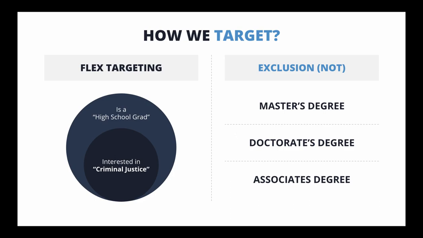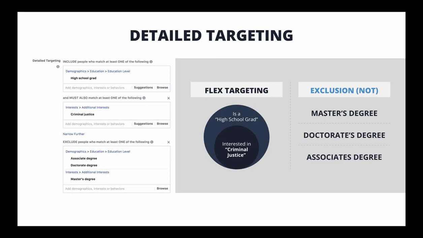Also, I created an exclusion. So when you're targeting interests in Facebook, you can say, okay, I want to target these people, but you can also say I want to exclude a certain audience as well. So I excluded people that had master's degree, doctorate degree and associate's degree because I didn't want to target people that had already finished school. So here's kind of what this looked like on the left-hand side here. This is sort of exactly what I just said, but typed into the actual ad set setup in Facebook.